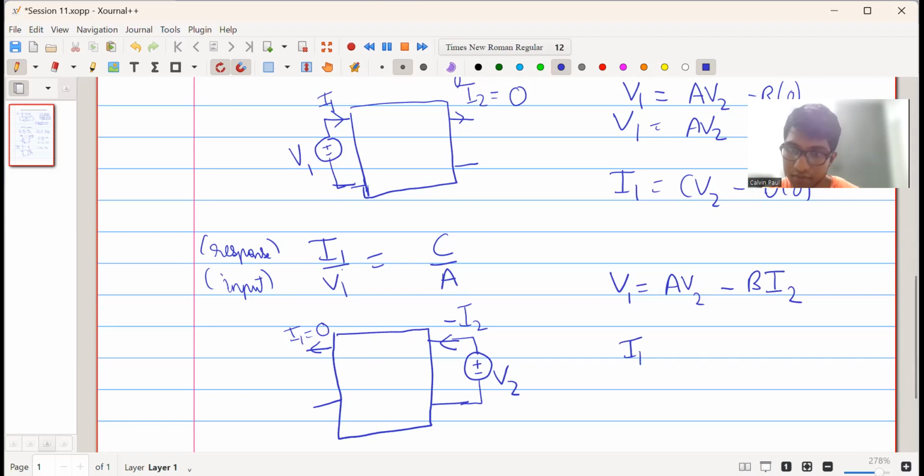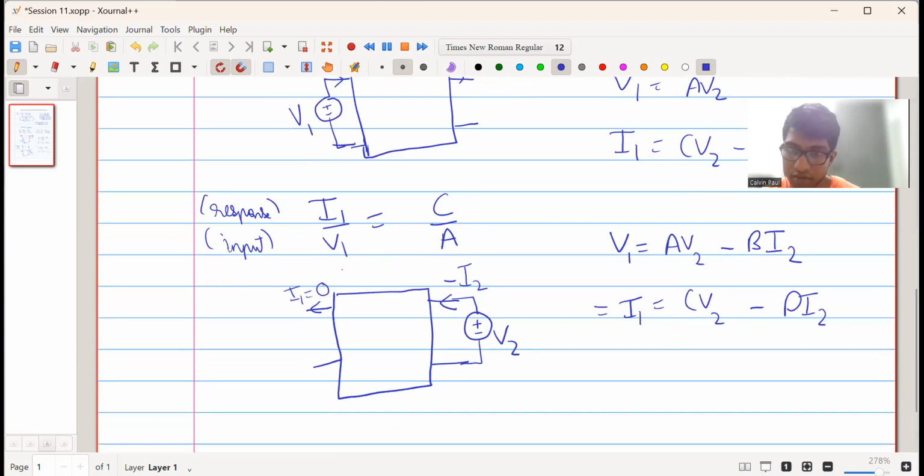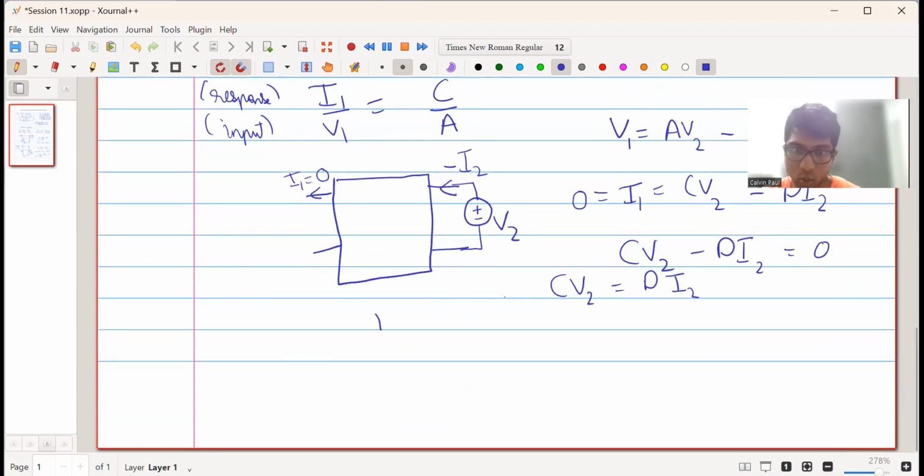Then we get I1, we know I1 is equal to C into V2 minus D into I2. But we know I1 is equal to 0. That would mean that C into V2 minus D into I2 will be equal to 0, or C V2 is equal to D into I2. This would mean that I2 upon V2 is equal to C upon D.